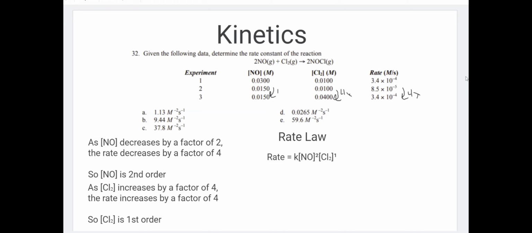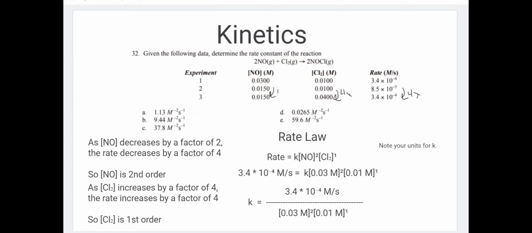So now that we have the order with respect to both of our reactants, we can find the rate law, which we know is rate equals K times NO to the power of 2 times Cl2 to the power of 1. And so now we can choose, honestly, any of these three trials and plug in the numbers for NO, Cl2, and rate, and solve for K, our rate constant.